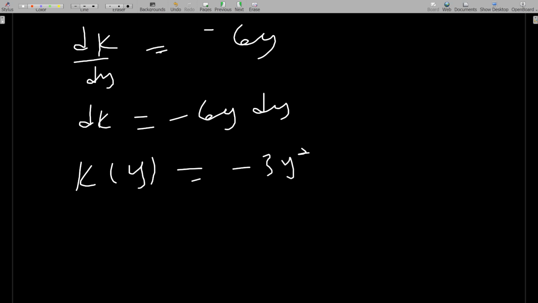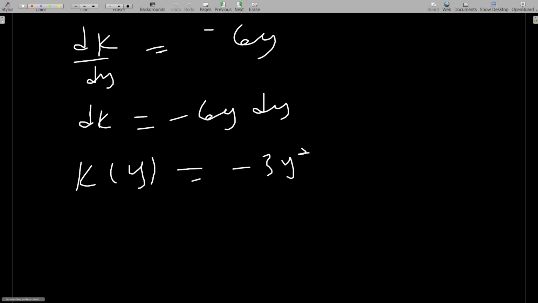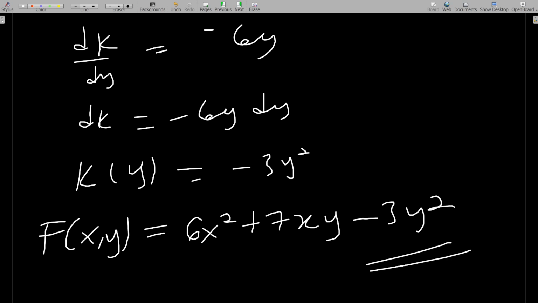I hope you understood this. This minus 3y squared. So I'll go back and pick the solution we had for the first one. Then we put k of y there. So we have our solution to be f of xy being equal to 6x squared plus 7xy, then my k of y is minus 3y squared. And this is the solution. I hope you remember that this is the same solution we had. So this is the actual way of doing it.